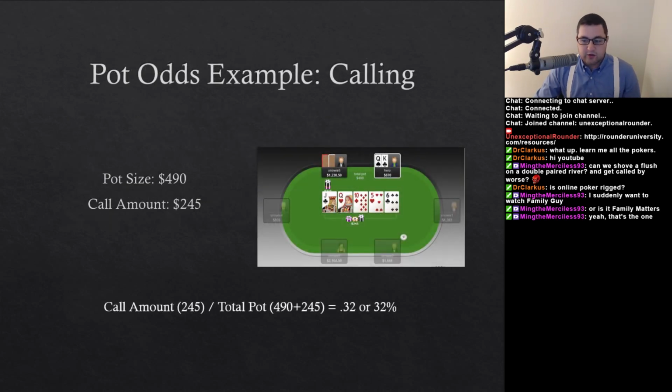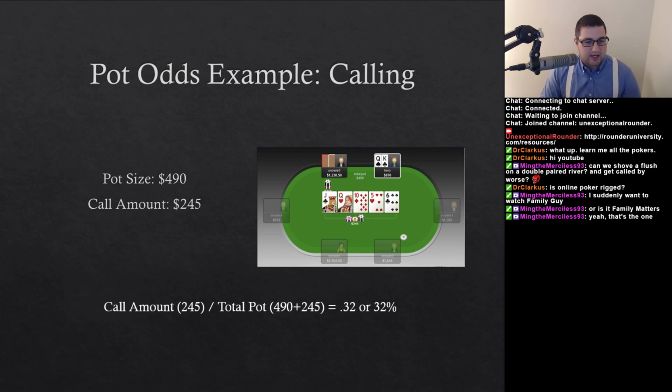All right, so here's a calling example. In this example, we're in middle position against an under-the-gun player. We're facing a bet on the river with a hand that is clearly a bluff-catching hand, we'll assume, based on player positions and the action. So how often do we have to be correct with our bluff catcher in order to be break-even on a call? All we have to do is look at these numbers.